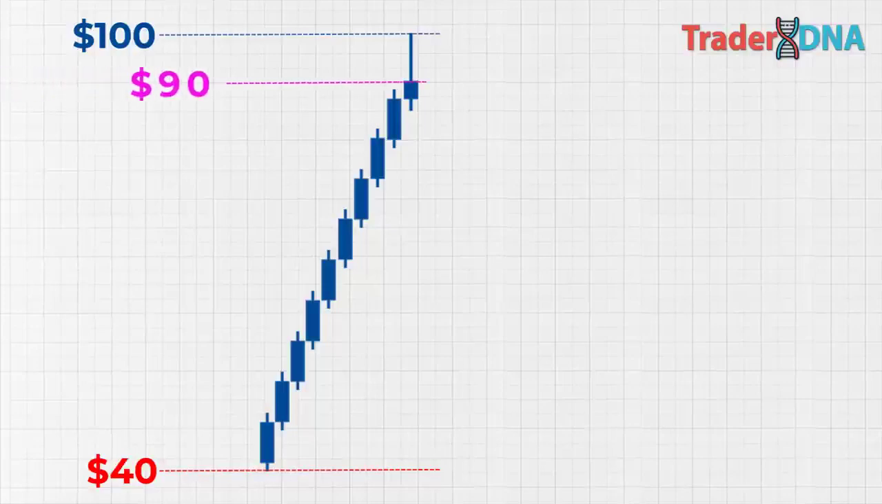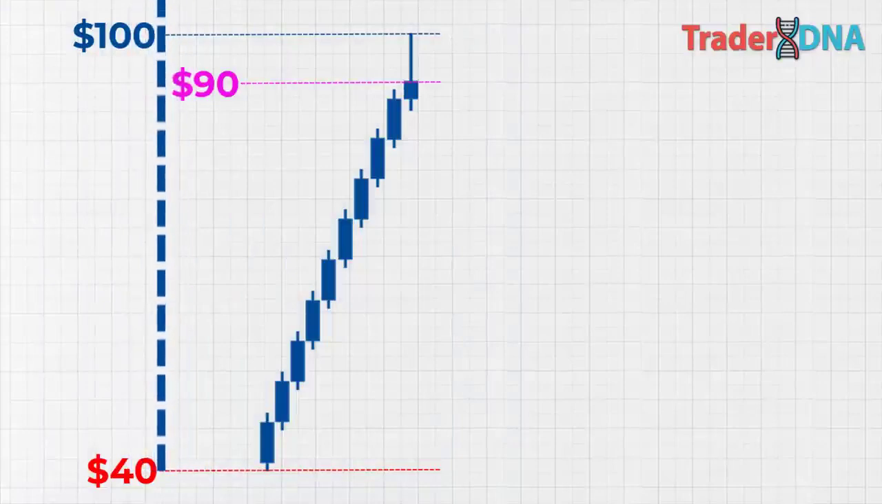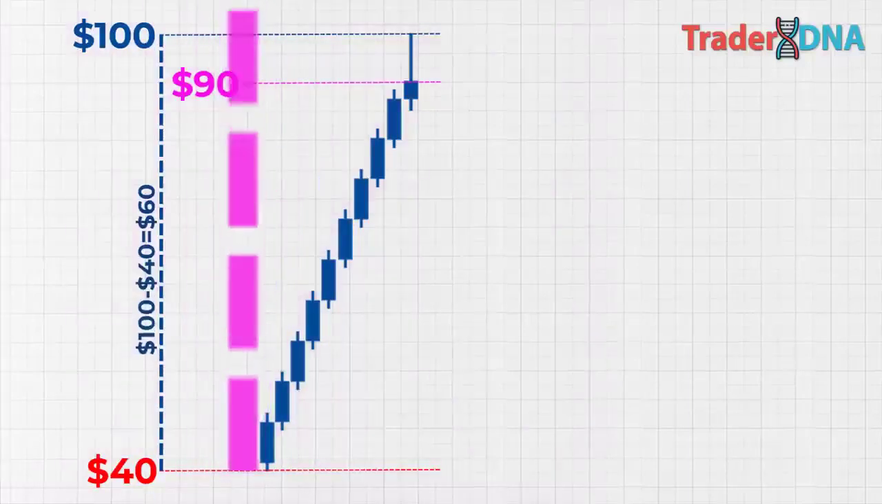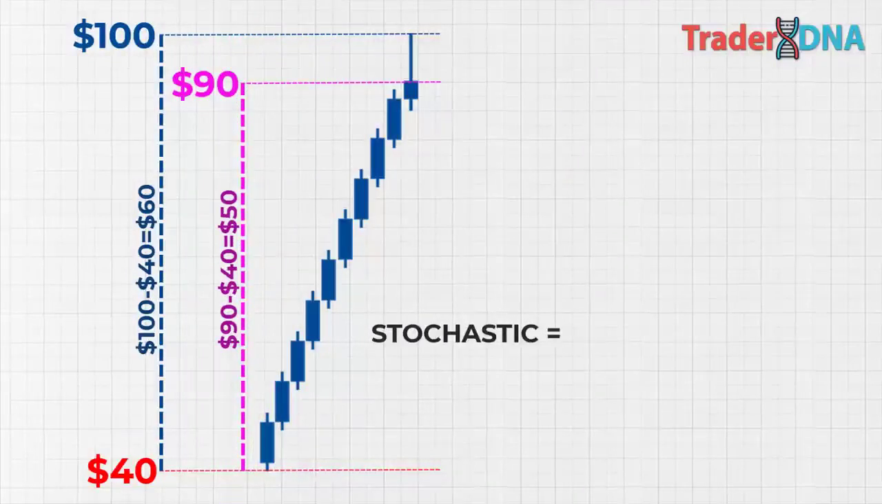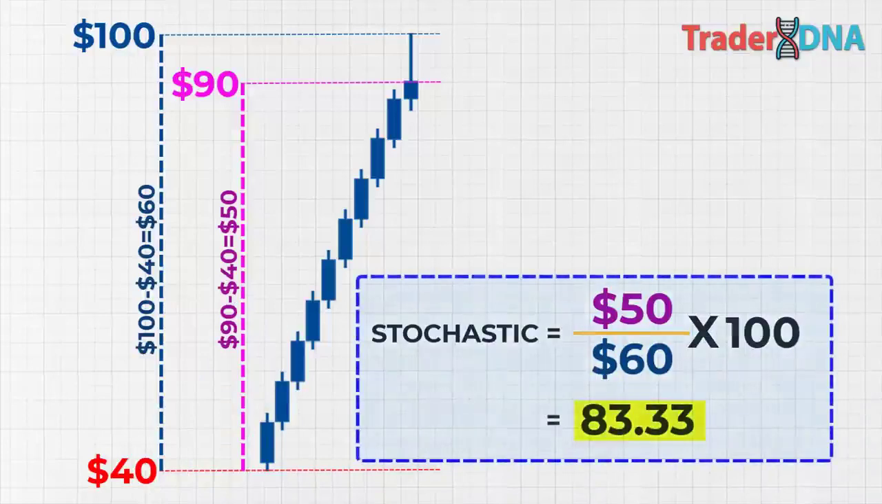To calculate the stochastic value, you'll subtract the lowest low from both the highest high and the last close price. In this case, the difference between the highest high and the lowest low is $60, while the difference between the last close price and the lowest low is $50. Calculating the stochastic is straightforward. You take the ratio of $50 over $60 and multiply it by 100, resulting in a value of 83.3.